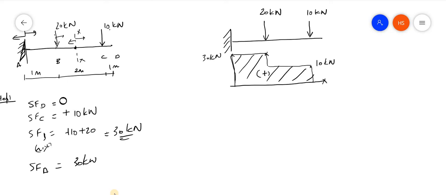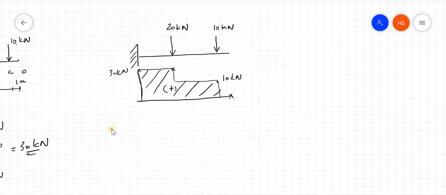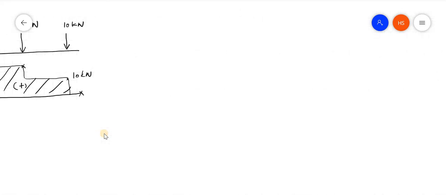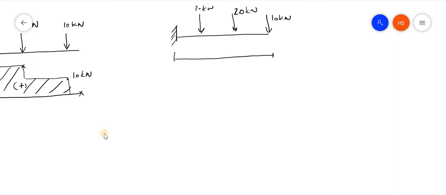Again, for example, another problem we will consider. By understanding some problems, you will get into this concept very easily. Again, I am having a load like this, 10 kilonewton here, then a 20 kilonewton, then again a 30 kilonewton. Like this, a lot of loads are there. Let it be 1 meter, 1 meter, 1 meter. Let it be A, B, C, D.